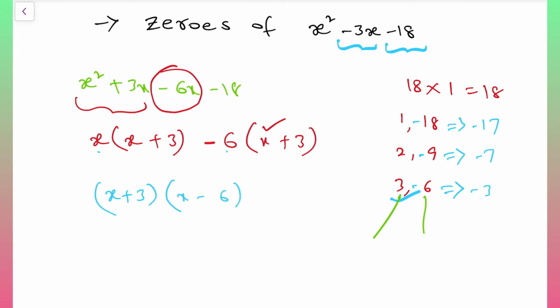X plus 3 is there, so our x value will be minus 3. X minus 6 is there, so our x value will be plus 6. So the x values are minus 3 and plus 6, or else the zeros of the given quadratic polynomial are minus 3 comma 6.